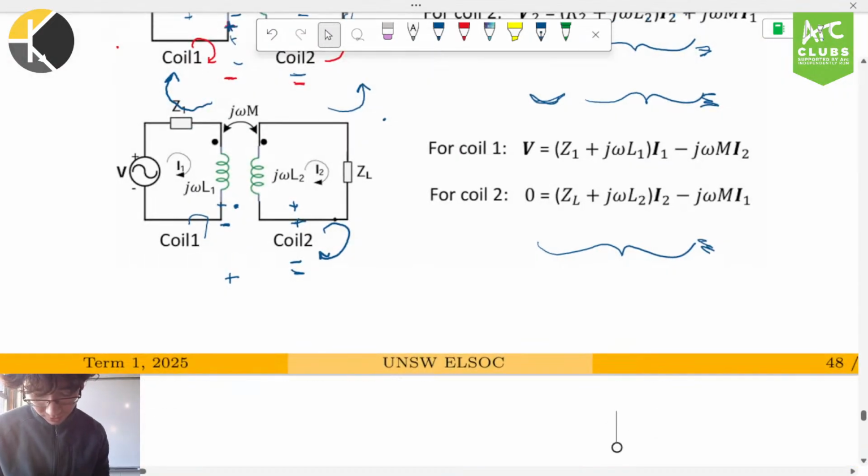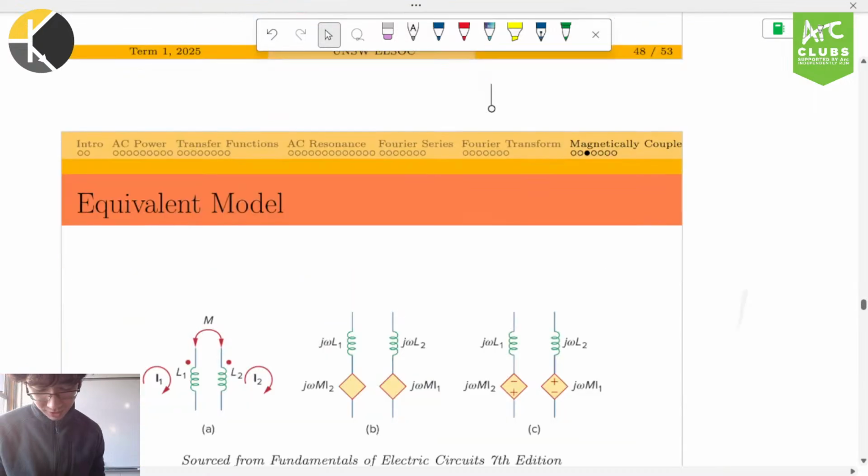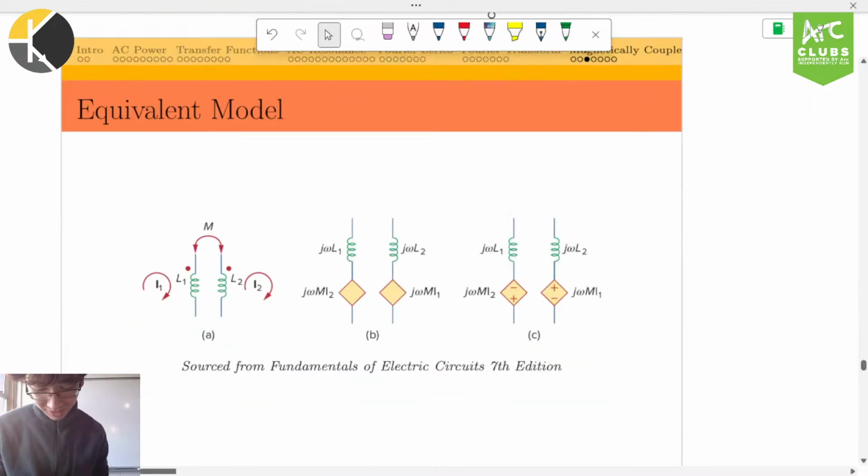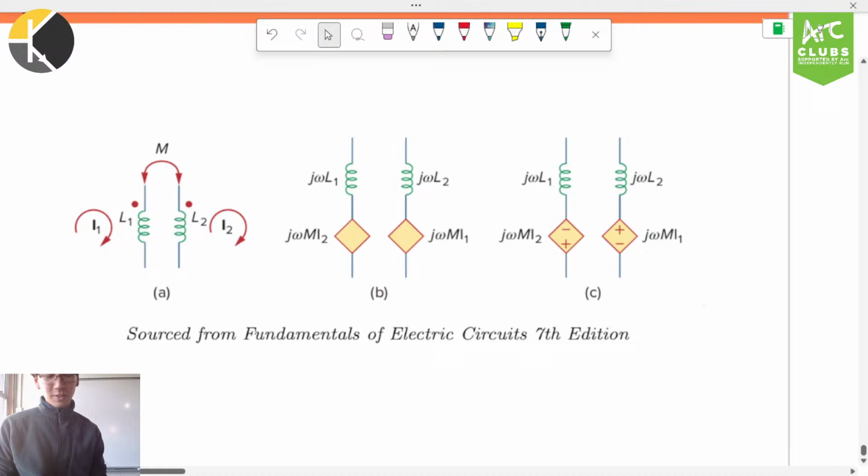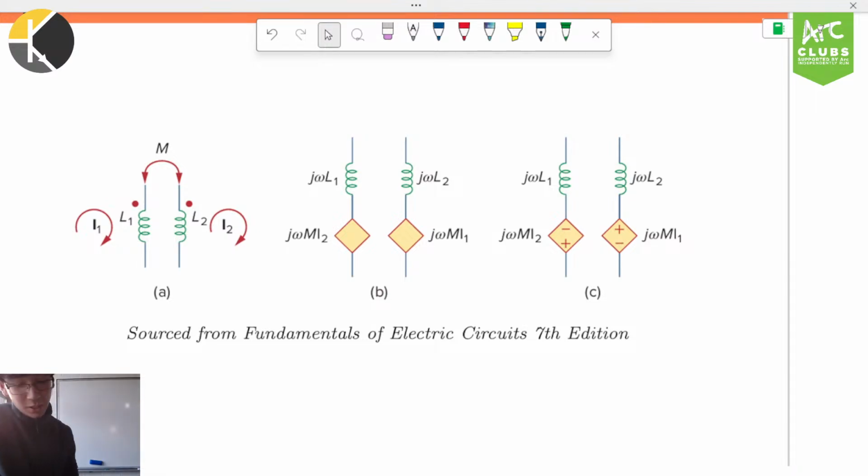So if you found that confusing, that's okay. I also found it confusing to start with. When you get harder magnetically coupled questions, I find it's a lot easier to use this equivalent model.